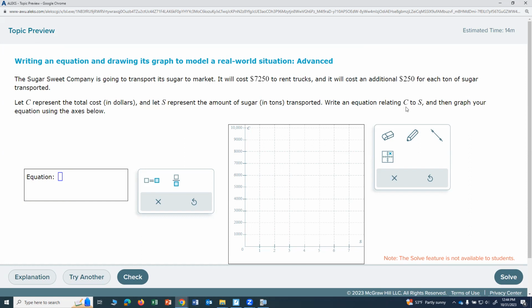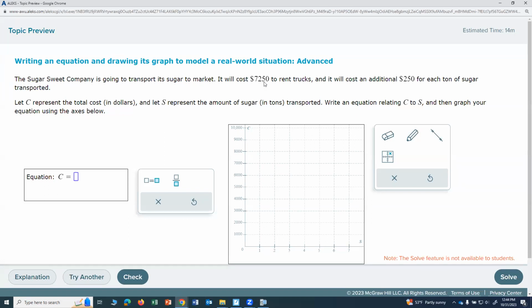So that tells me that C is going to be my dependent variable, my vertical axis. So I know my equation should be C equals. S is my independent variable, replacing the X on the horizontal axis. And I want to go ahead and write my equation.